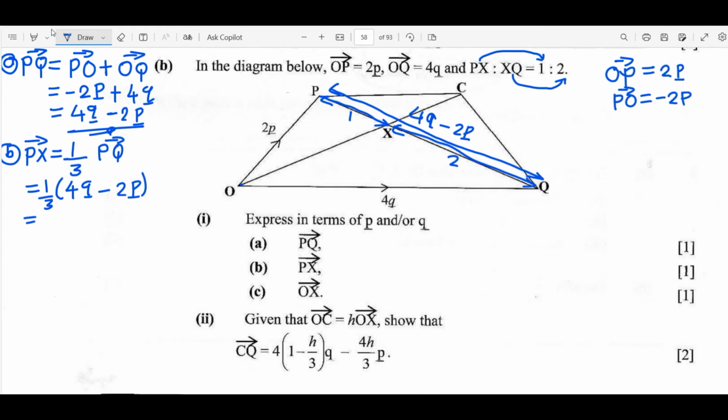Then I'm going to multiply 1/3 multiplied by 4Q will give us 4/3 vector Q, minus 1/3 times negative 2P will give us 2 over 3 of vector P. So this is our final answer.